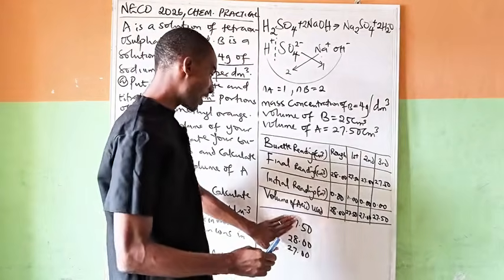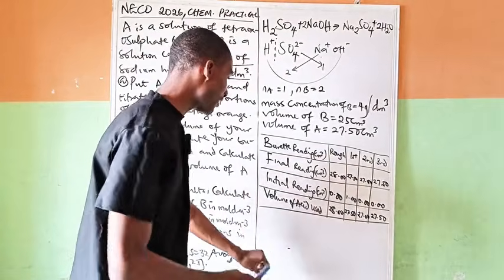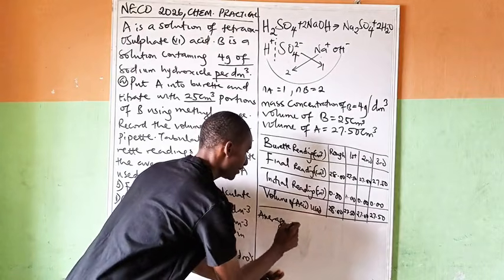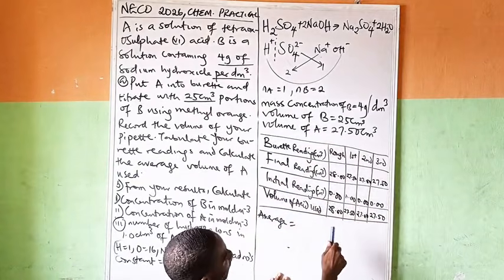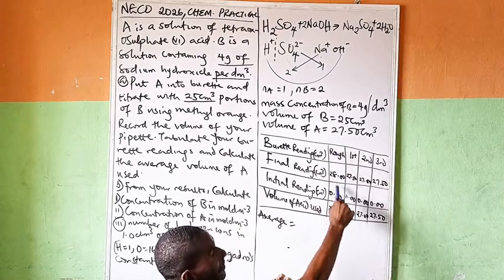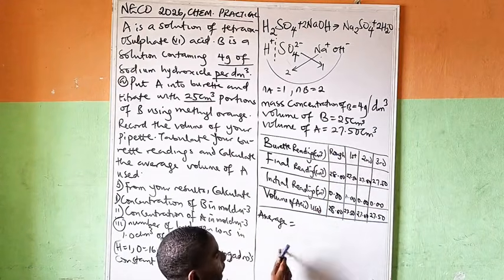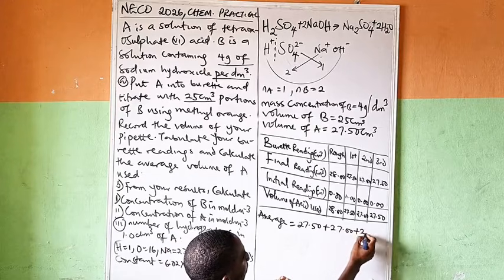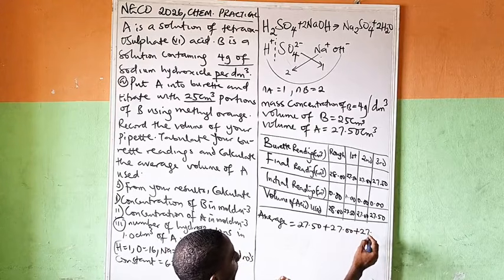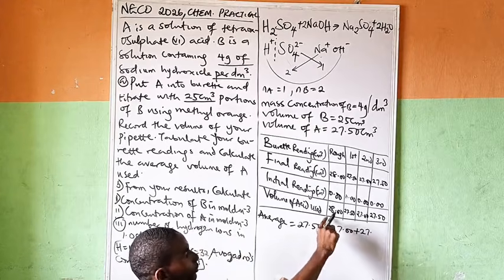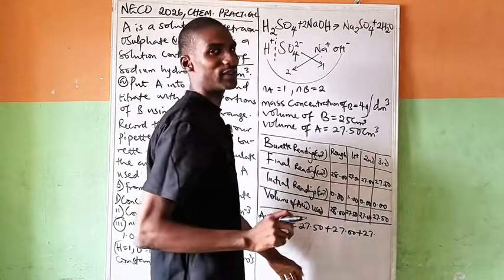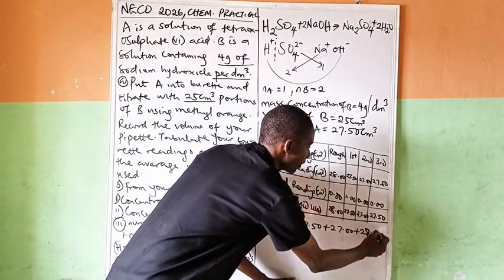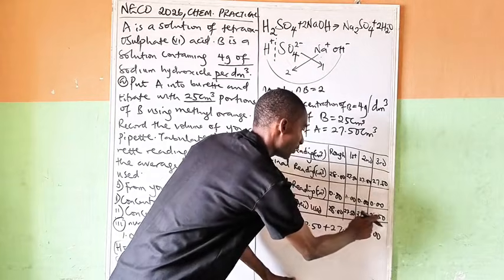So now we want to get our average titer value. Your average titer value is going to be the sum. All right, you are going to pick any three. You can neglect the rough. Pick any three from here and divide by 3. So I have 27.50 plus 27.00 plus 27.50. Or I can decide to put, since I'm trying to work towards 27.50, my 28.00 here. So I would prefer to use 28.0 here.